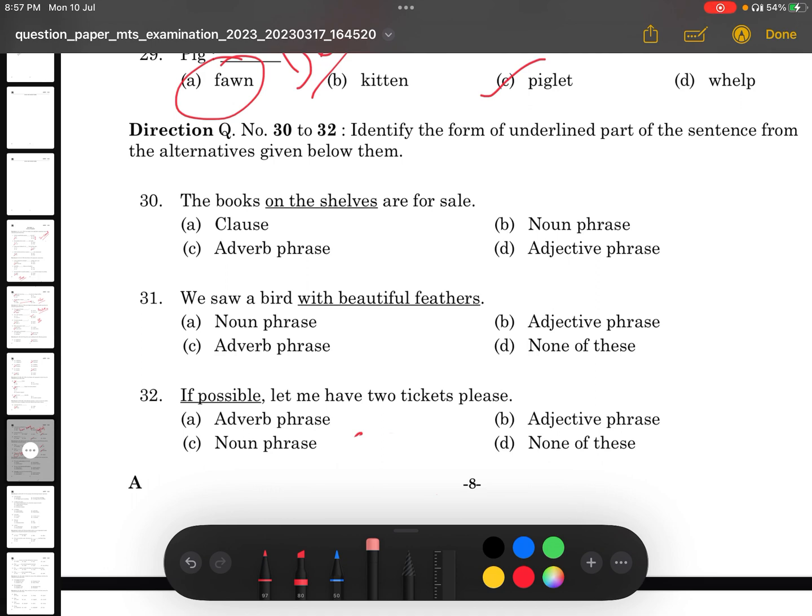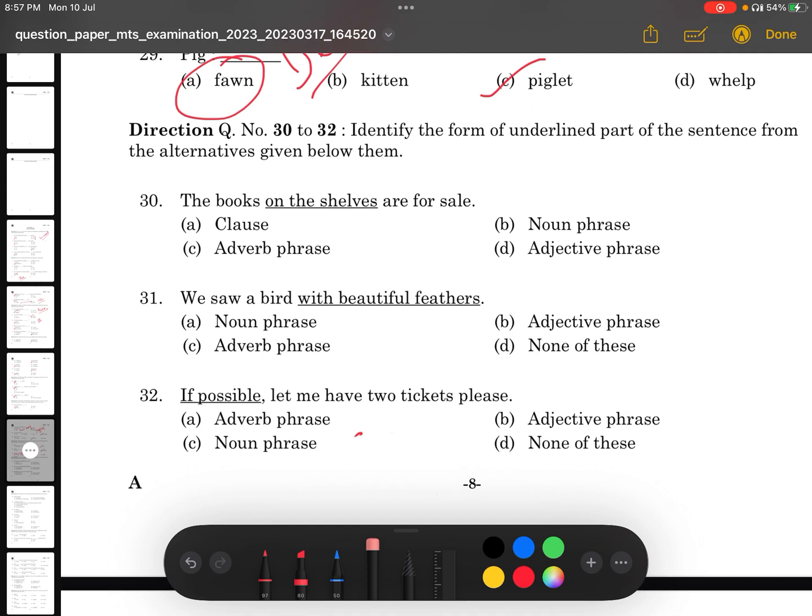So we have to identify the phrases. First question: the books on the shelves are for sale. Now see, on the shelves, that part of the sentence is underlined. It's a phrase because if you take only that part, on the shelves, you do not get any complete meaning until and unless it is joined with other parts of the sentence. Similarly, we have to find out which type of phrase it is. As I told you, there are different types of phrases: noun phrase, adverbial phrase, adjective phrase.